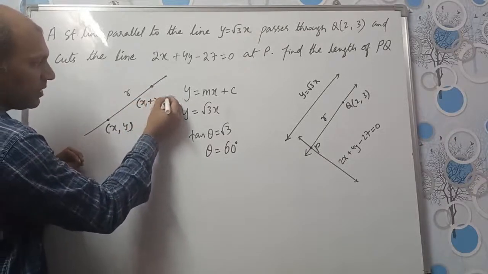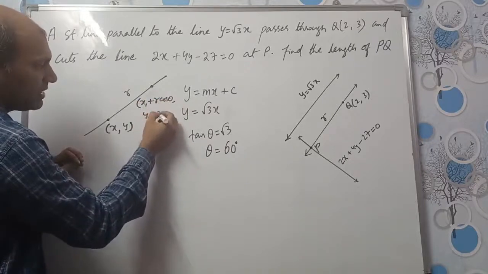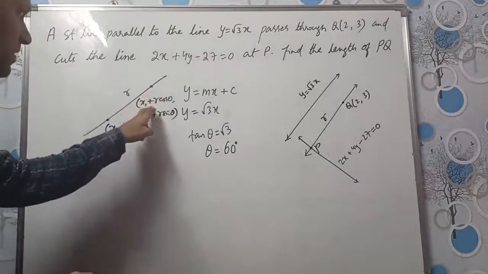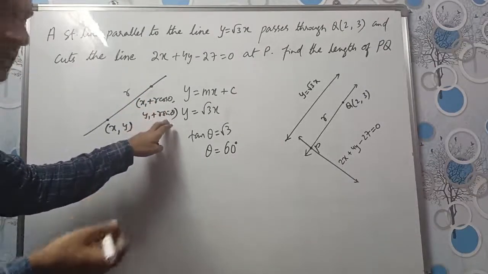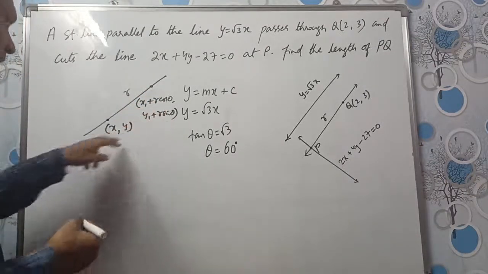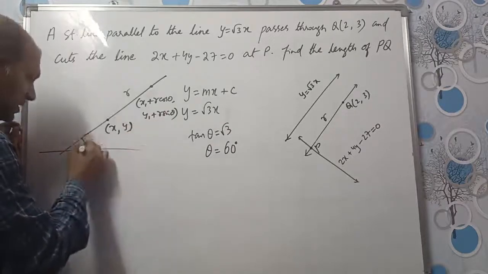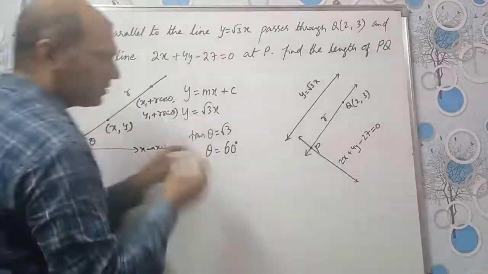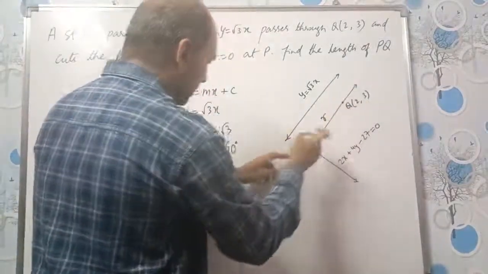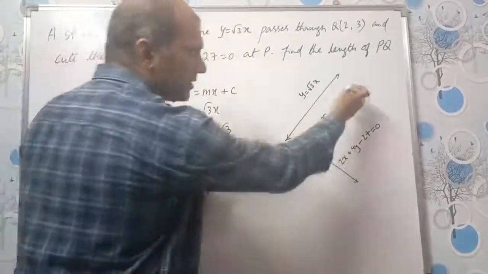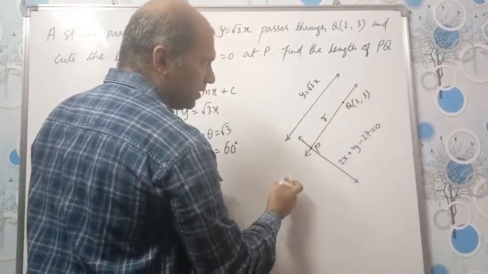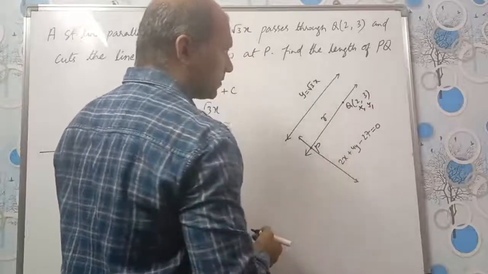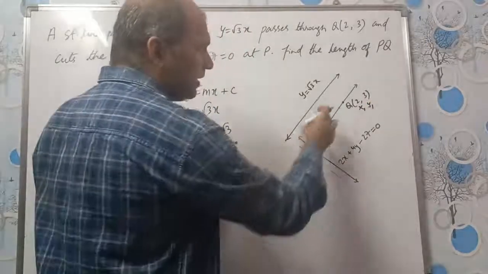x1 plus r cos theta, y1 plus r sin theta. Right, coordinates of this point will be x1 plus r cos theta, y1 plus r sin theta. Okay, and theta is the angle which this line is making with the x-axis. This is our x-axis, right? We have a similar case here. We have theta 60 degrees that this line is making with the x-axis, and we have a point (2, 3). We'll take this as (x1, y1). All right, and we have distance r.